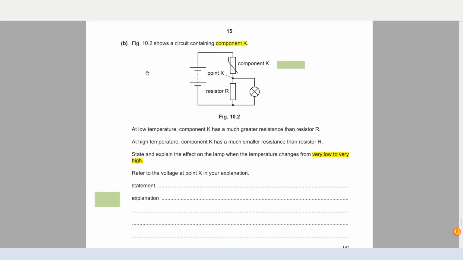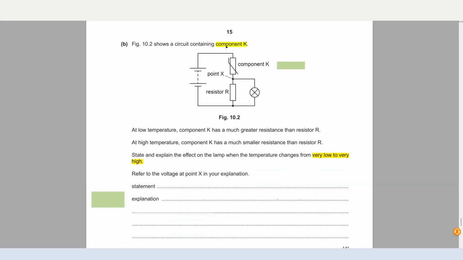Part B says figure 10.2 shows a circuit containing component K, and this component is thermistor. At lower temperature, component K has much greater resistance than resistor R. At high temperature, component K has much smaller resistance than resistor R. State and explain the effect on the lamp when the temperature changes from very low to very high. Refer to the voltage at point X in your explanation.